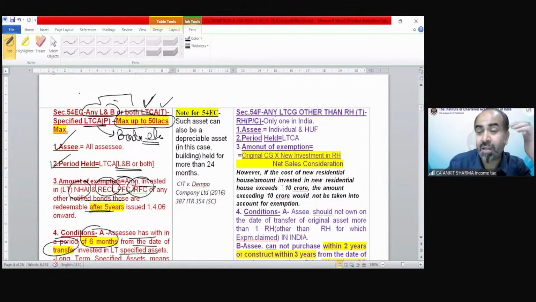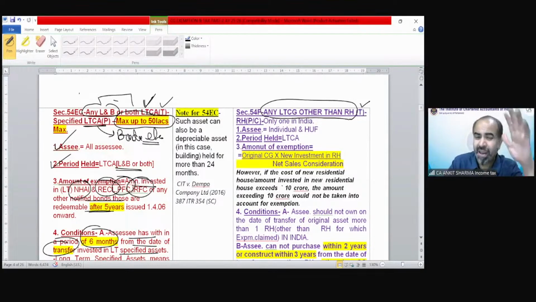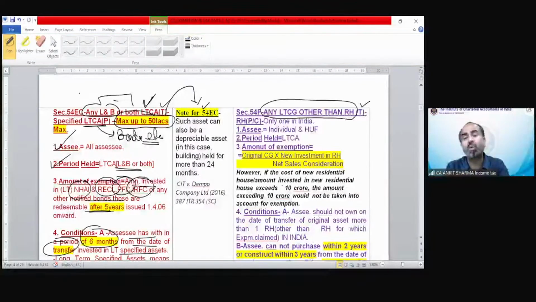You can see other headings were saying what we need to transfer and what we need to purchase. Now section 54F says any long-term capital asset other than a residential house needs to be transferred. So any long-term capital asset, but it should not be a residential house. This kind of language was not in any other case. You should go and read this section 54EC note also yourself. But we are discussing section 54F. It says there could be any kind of long-term capital asset other than a residential house.